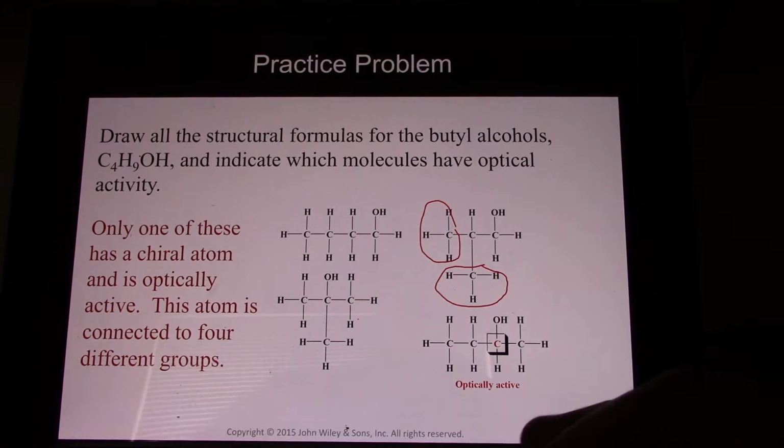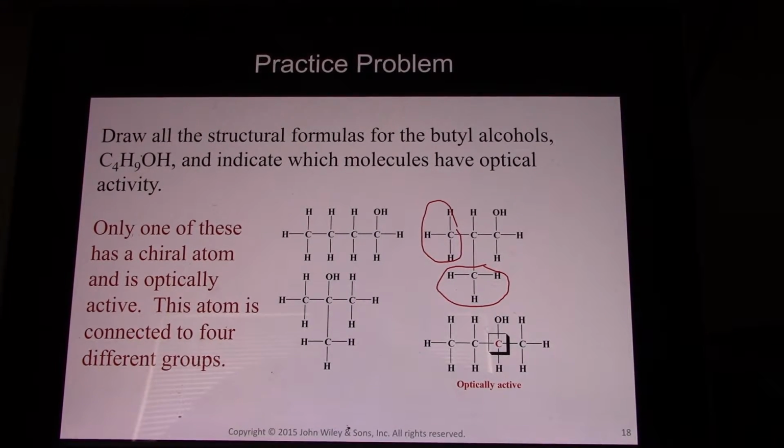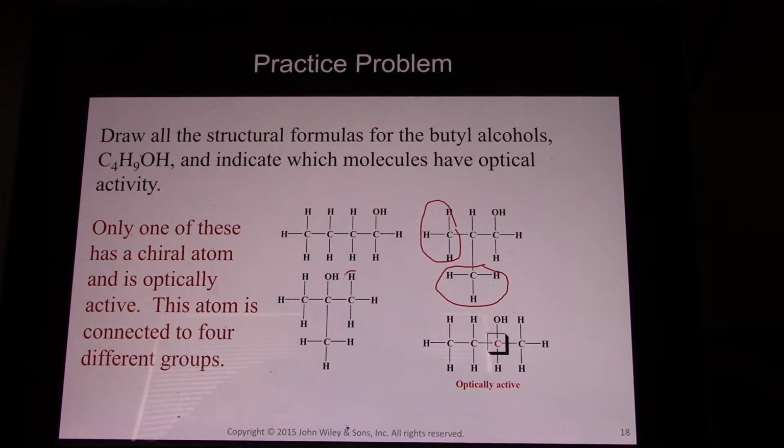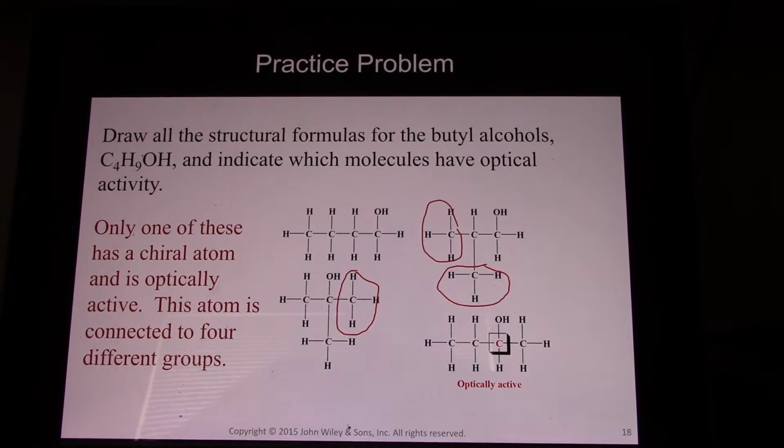They do not have 4 separate groups on them. They're all 3 hydrogens and something else. And this middle carbon has an OH, but then it has 3 methyl groups. And so it does not have 4 unique chemical groups on it. And so it's not chiral.